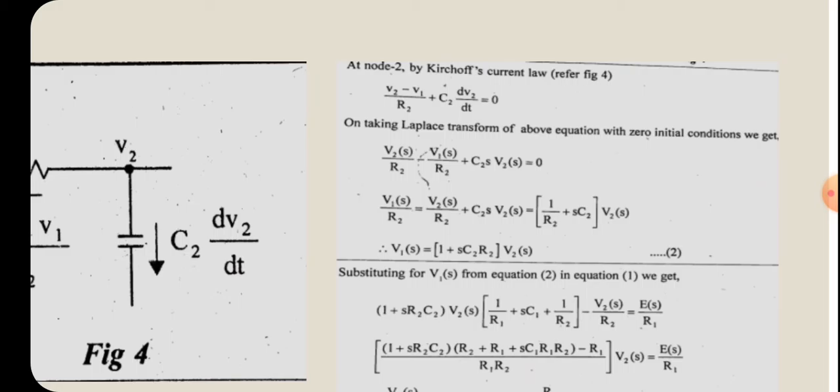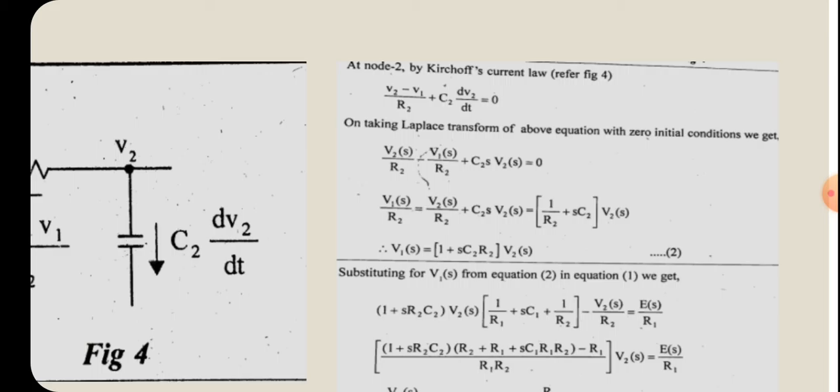So we will get V2 of S by R2 minus V1 of S by R2 plus C2 into S into V2 of S is equal to 0, with initial condition equal to 0.